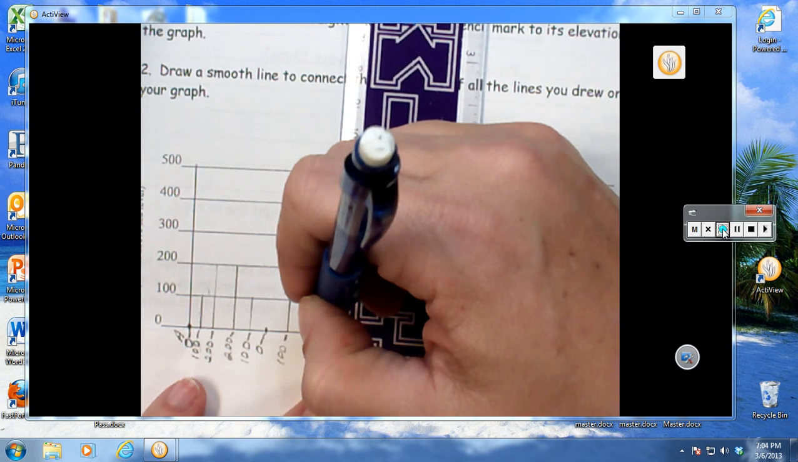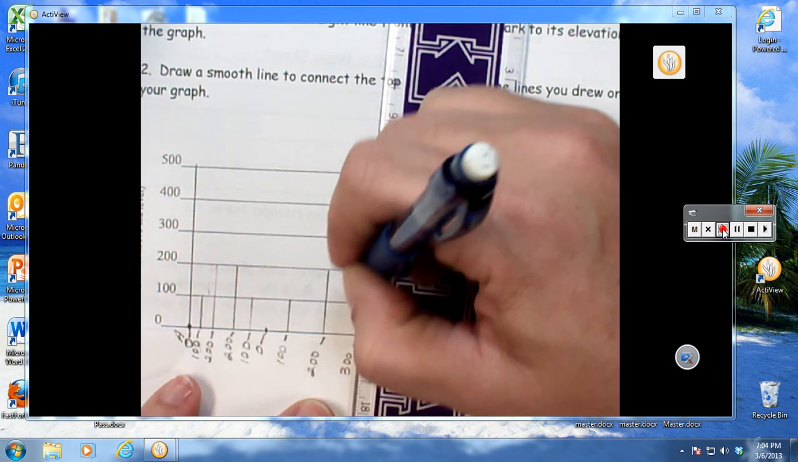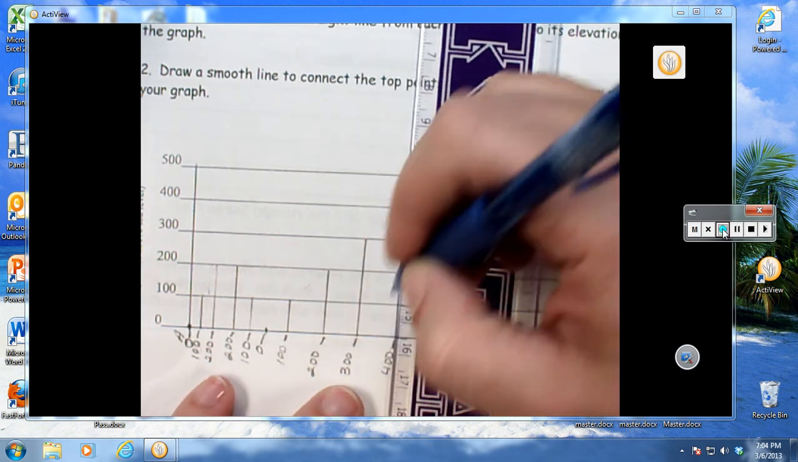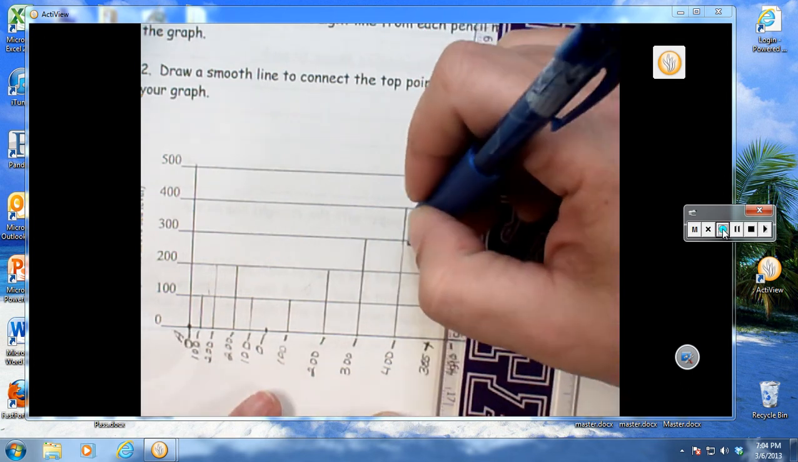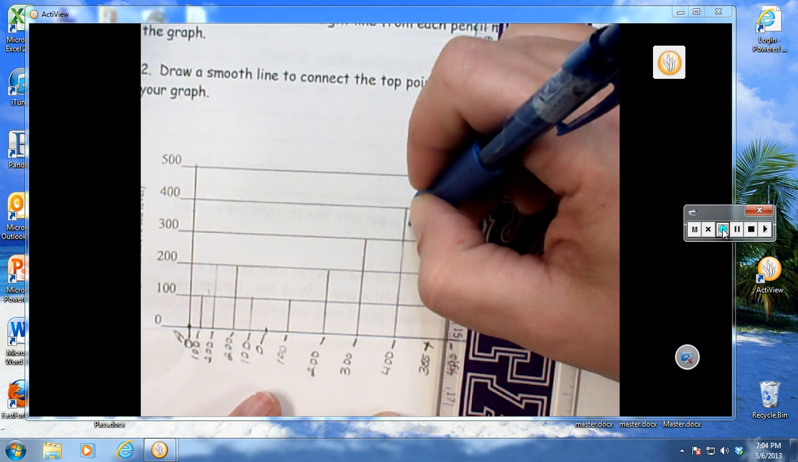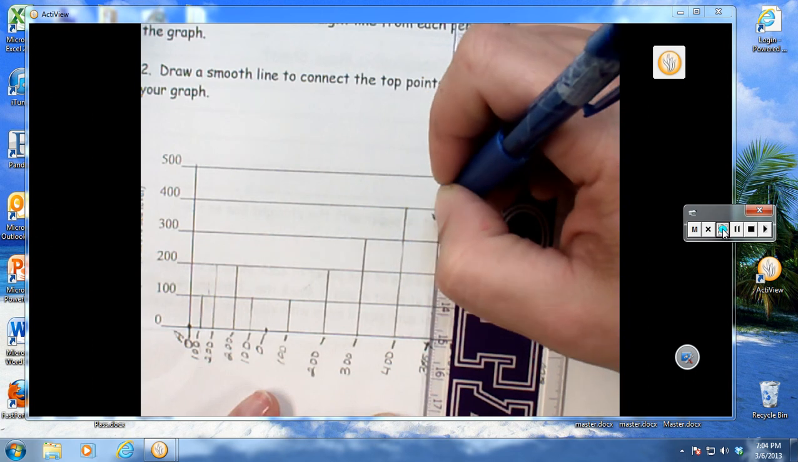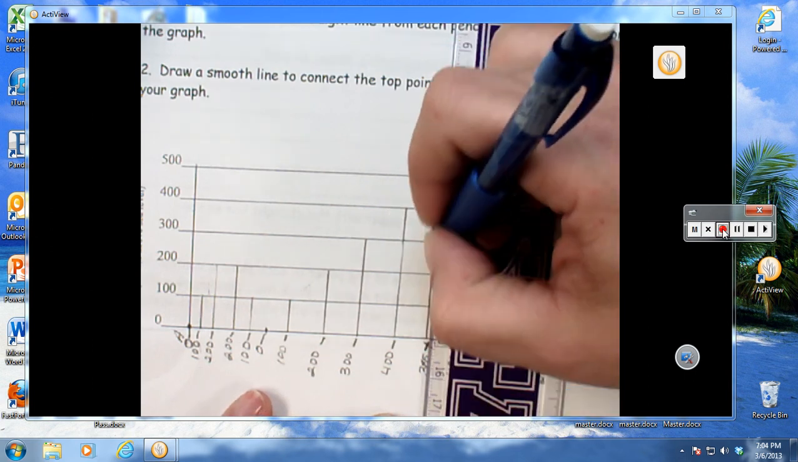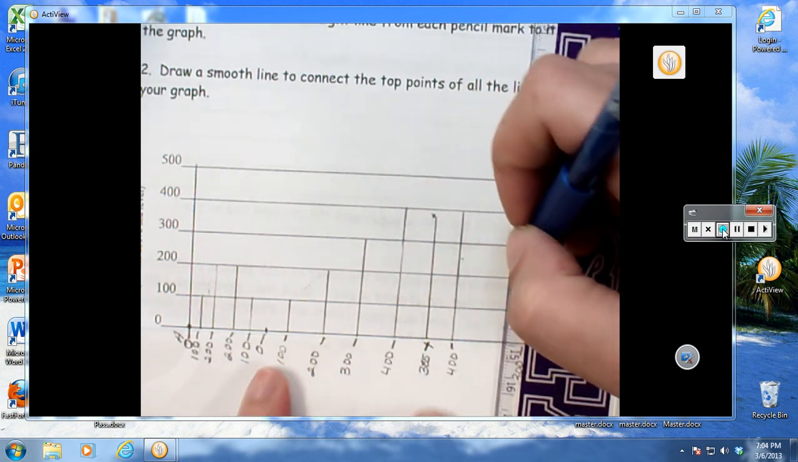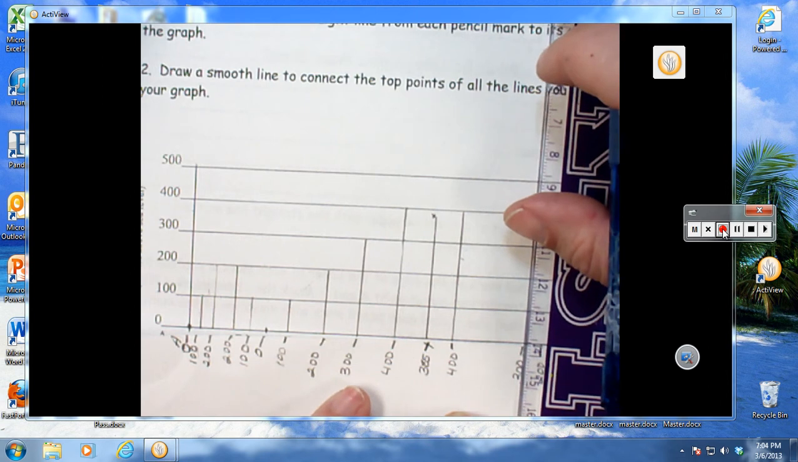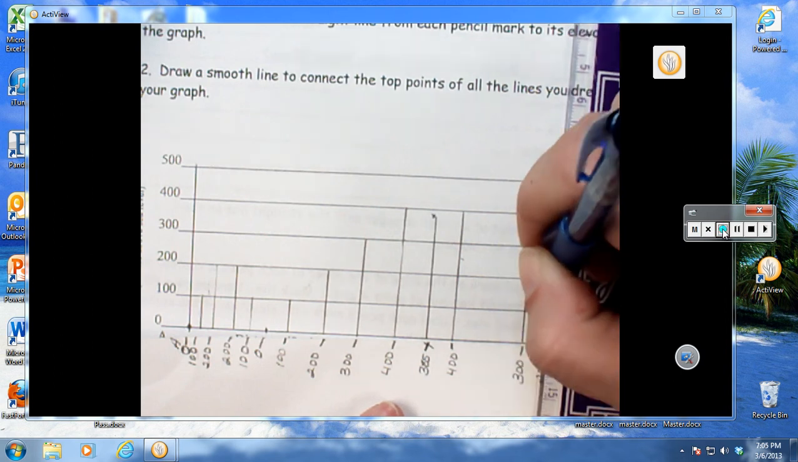100, 200, 300, 400. Then you have your benchmark at 385. So if this is 300 and this is 400, right in the middle would be 350. So you can estimate 385 to be right in this area. So go ahead and draw a line to the benchmark. Then back to 400. Then 300, and then 200.